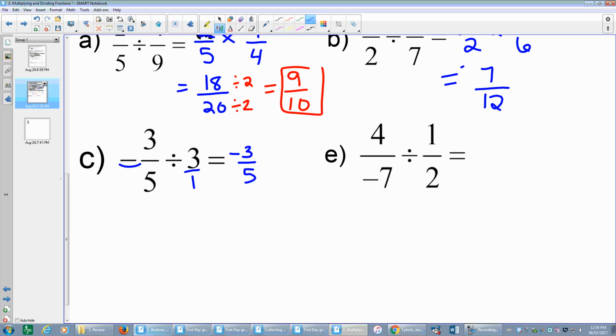Not a big deal. Second step, change division to multiplication. Third step, flip the fraction. This is 3 over 1 as a fraction. So now I'm going to multiply that by 1 over 3. Now I follow my rules for multiplication. I take my numerators and multiply them together. Negative 3 times 1 gives me negative 3 over 5 times 3 gives me 15.